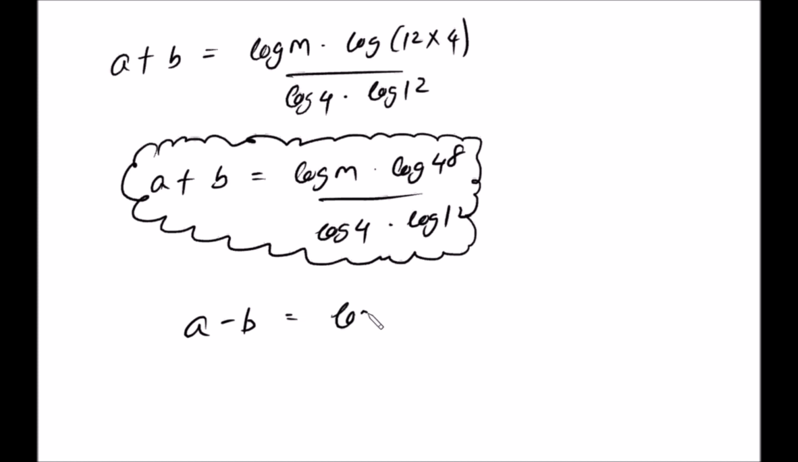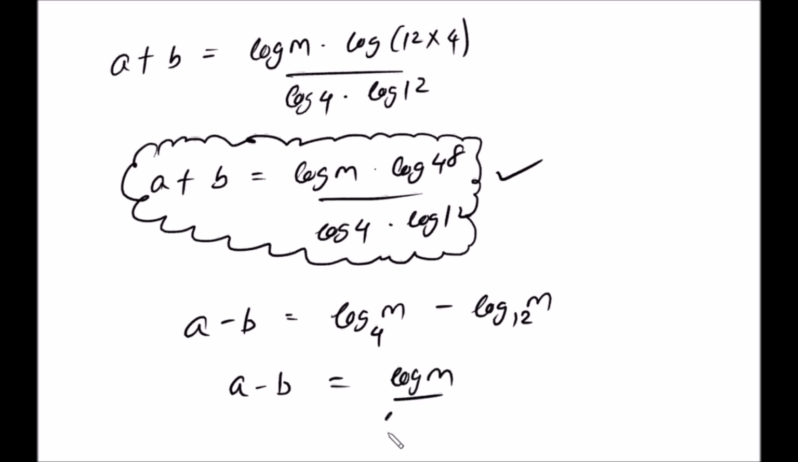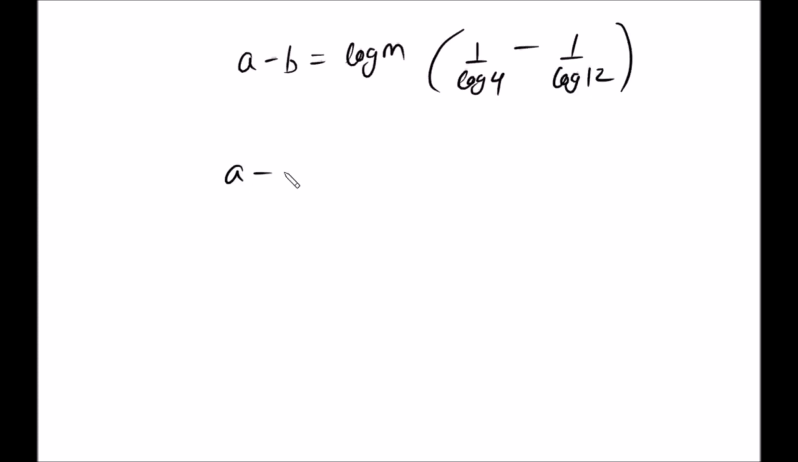So now let's find a minus b. A minus b manake a ni huyu log of m to base 4 minus log of m to base 12. Kwa hiyo a minus b, hii a plus b kumbuke. So a minus b ni log of m over log of 4 minus log of m over log of 12. So log of m naitoa nje. So a minus b now ni sasa na log of m yuko nje. So hapa tuna 1 over log of 4 minus 1 over log of 12.